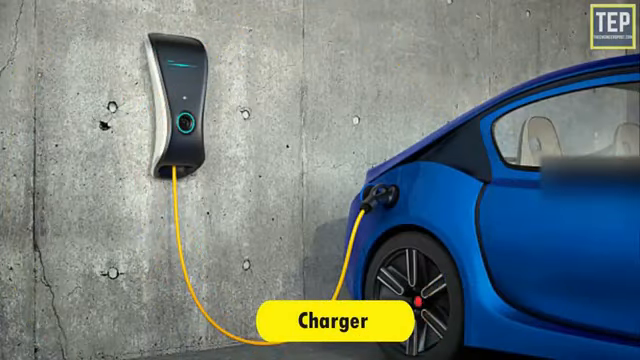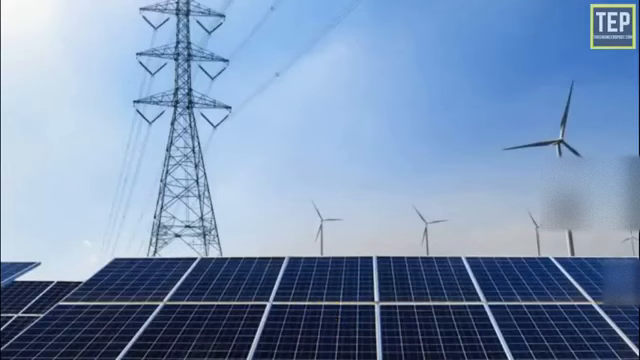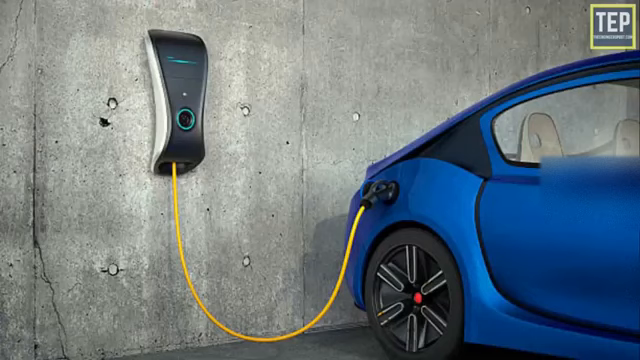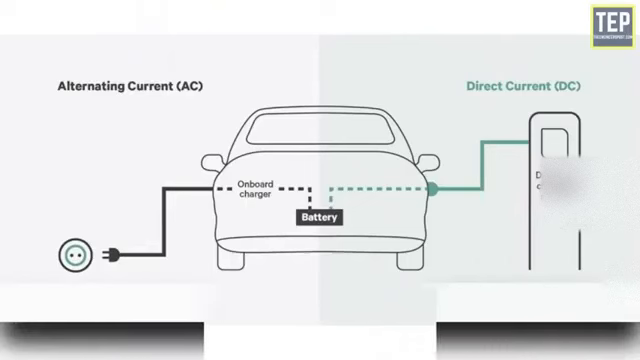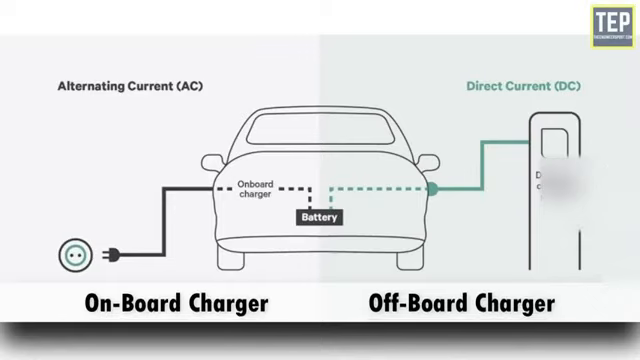Charger is a battery charging device. Chargers get electricity from outside sources, such as the utility grid or solar power plants. There are two types of electric car chargers. On-board charger. This charger is located and installed in the car. Off-board charger. This charger is not located or not installed in the car.